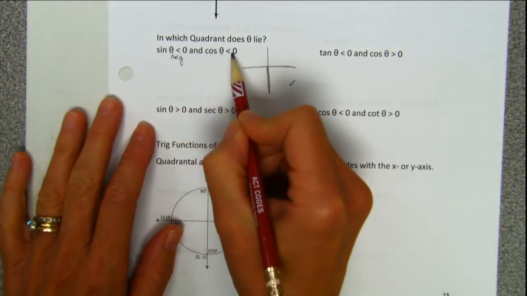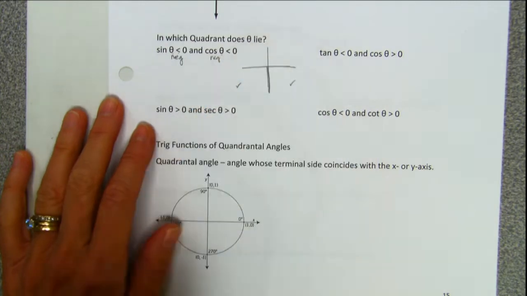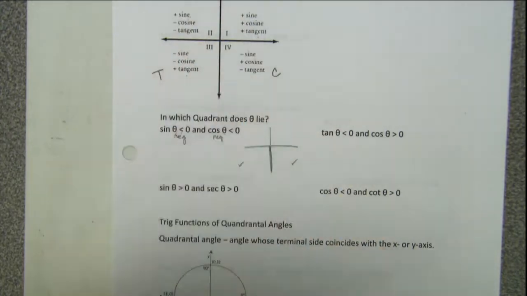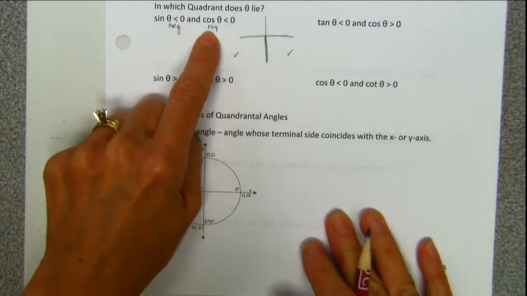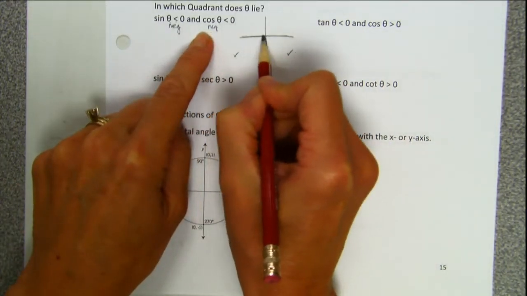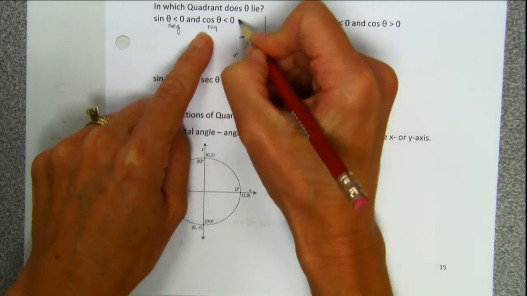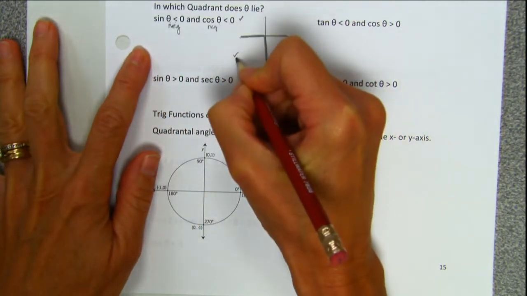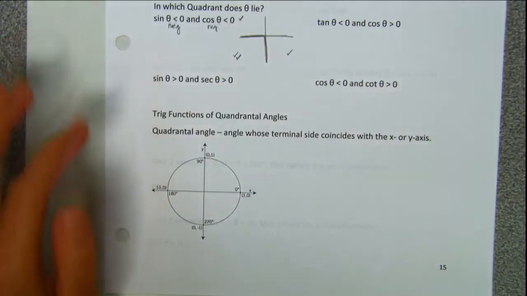Cosine of theta is negative. You can memorize this above, but I think that's too hard. Maybe I'm just not a good memorizer. Cosine is your x's, so where are all of your x's negative? Here. Everything in quadrant 2 has a negative x, and everything in quadrant 3 has a negative x.